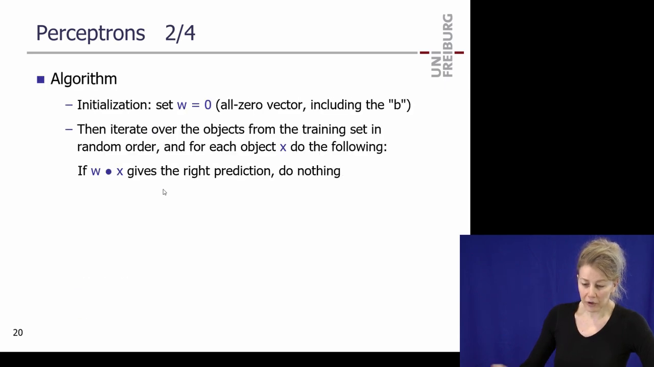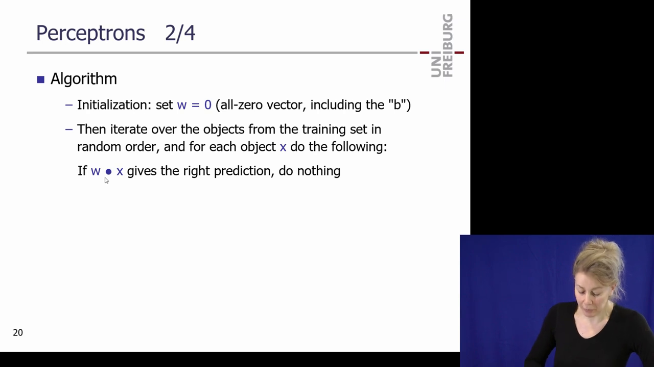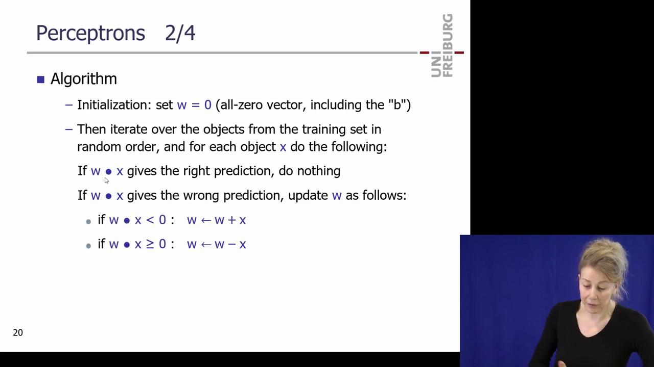We just check: with the W which we currently have, which in the beginning is 0, does it give the right prediction or not? It should say positive or negative, depending on the label. If it's not right, we do something, and here's what we do.